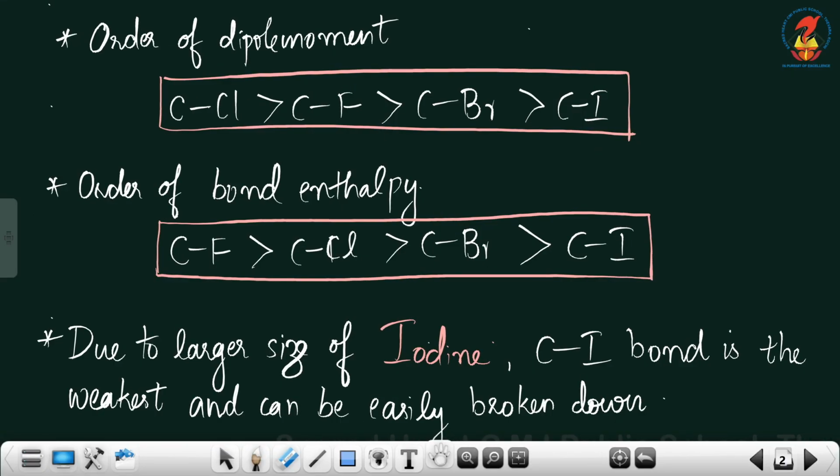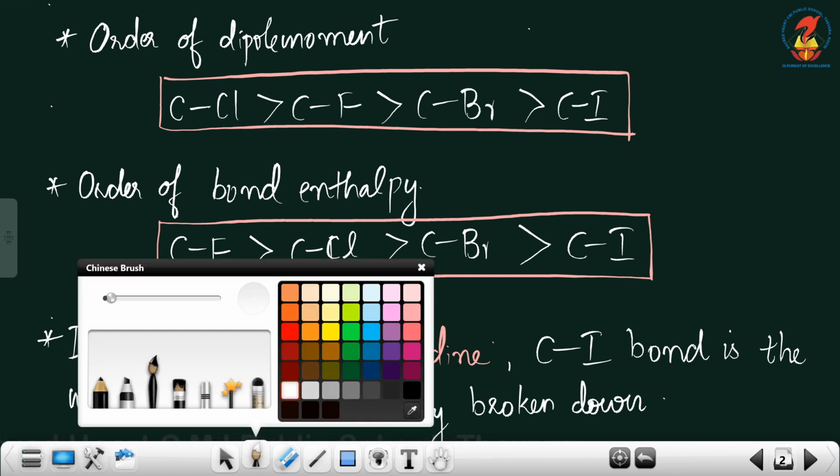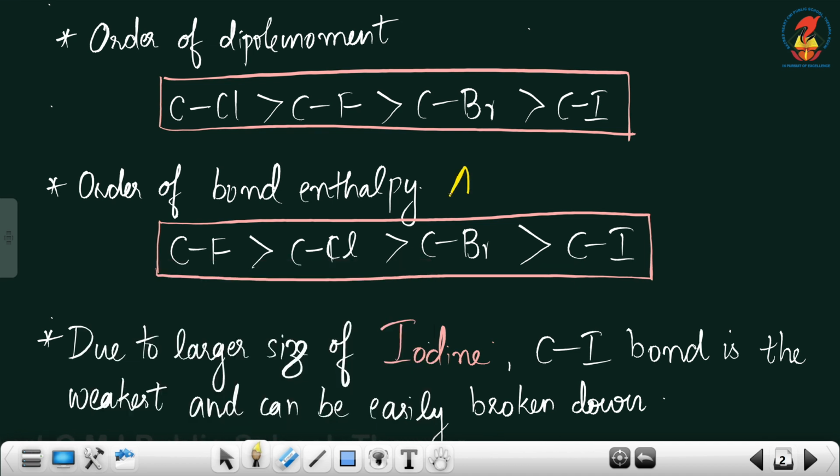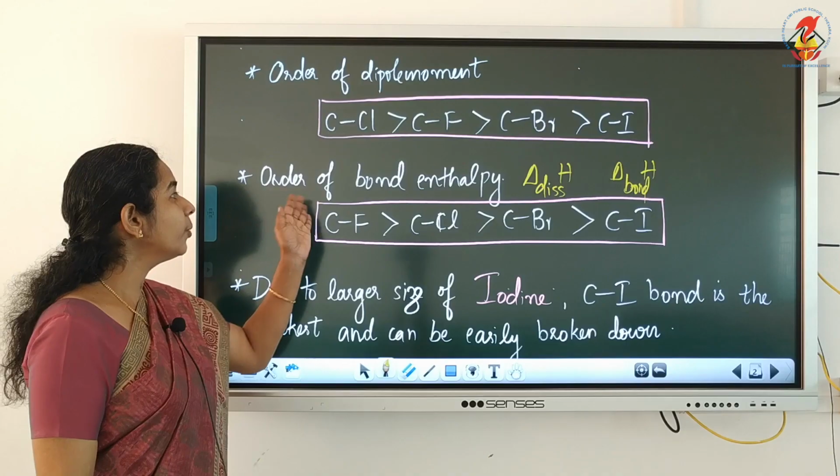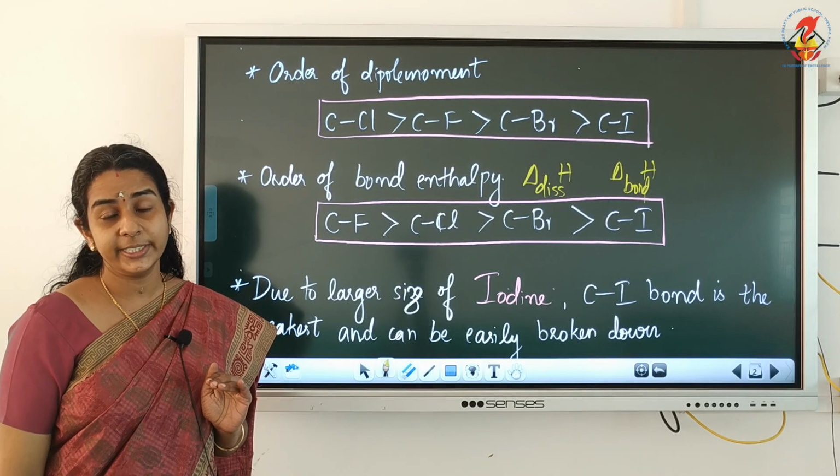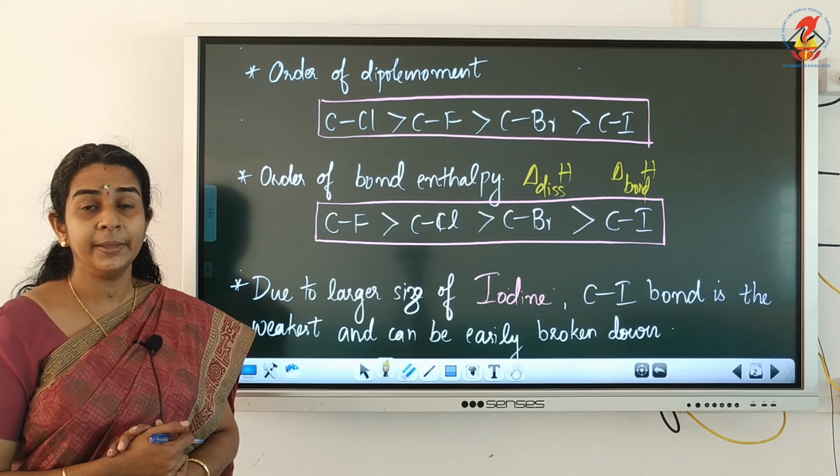Now the next is the order of bond enthalpy, or we can call it bond dissociation enthalpy. How do we represent bond dissociation enthalpy? Yes, delta H dissociation, or we can represent it as delta H bond. Both are correct.